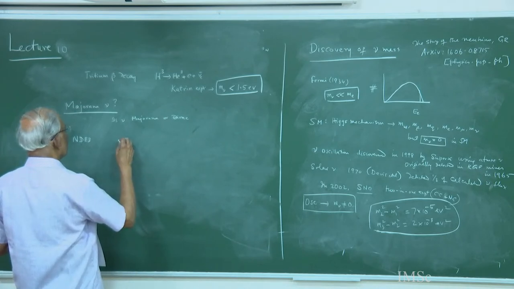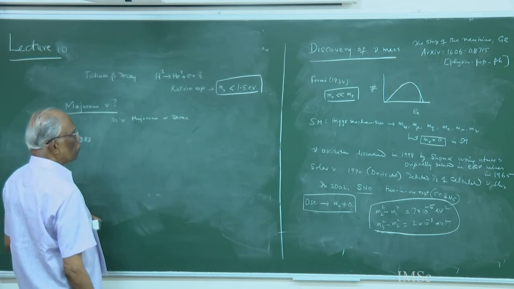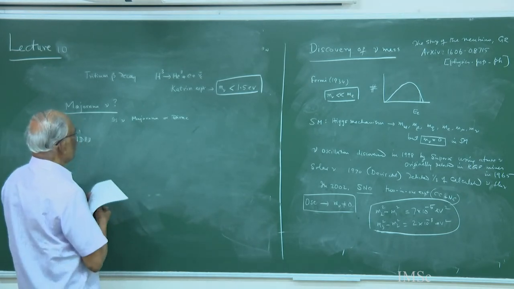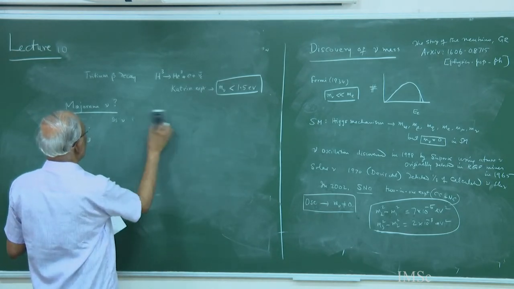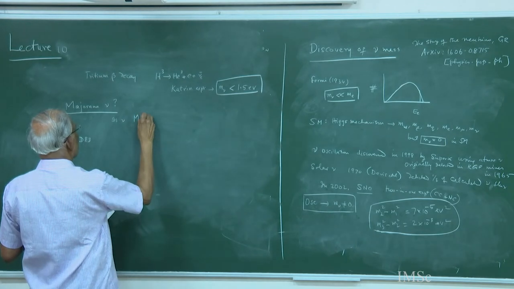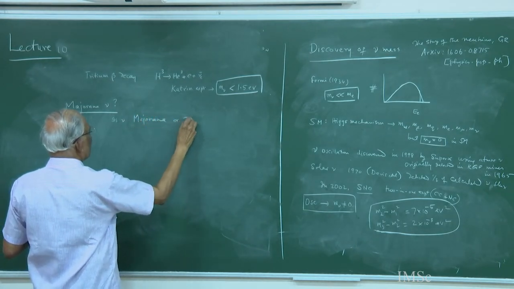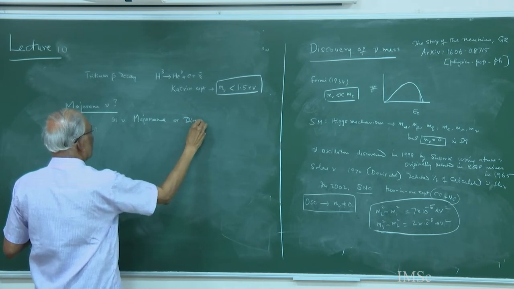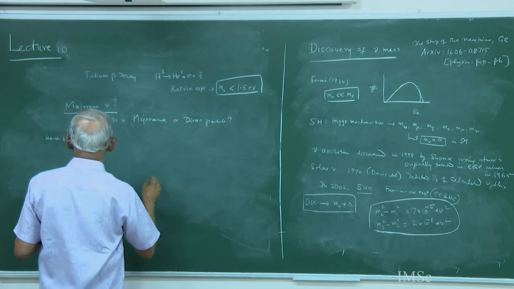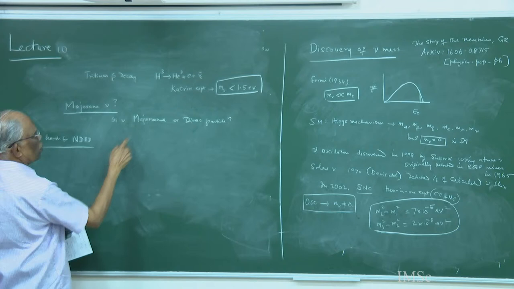Now it occurs like this. Font size again has become small. Sorry. Is neutrino Majorana or Dirac particle? That is the question. To answer it, you have to search for neutrino-less double beta decay. If it occurs, it is a Majorana particle.